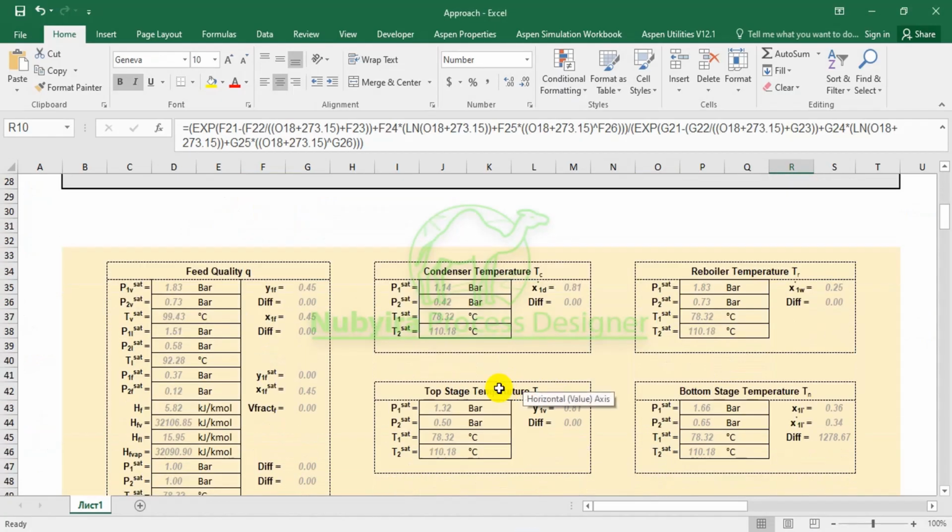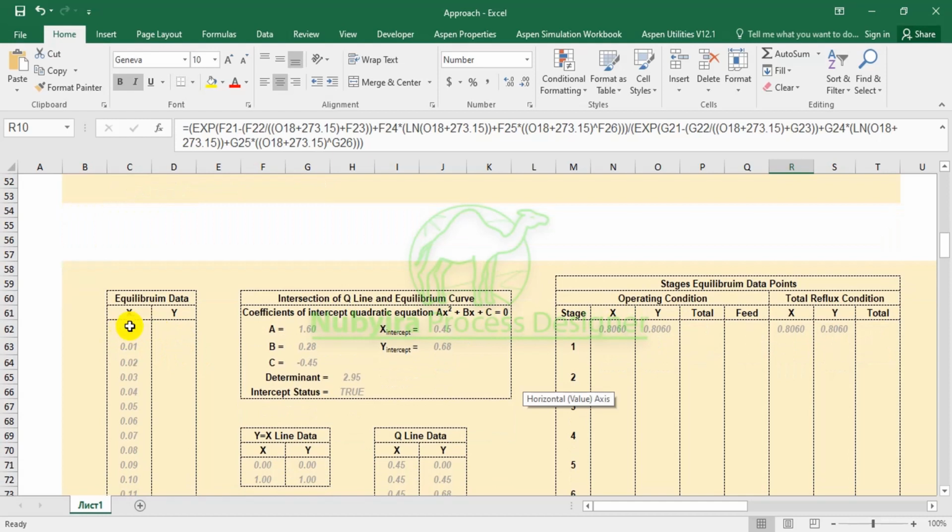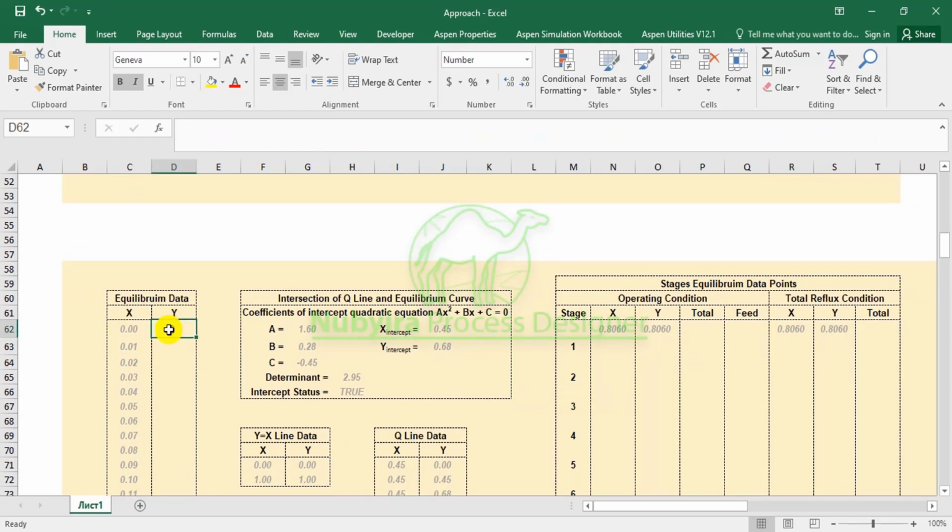So this is where I want to plot my equilibrium data. I'm going to put the value here.